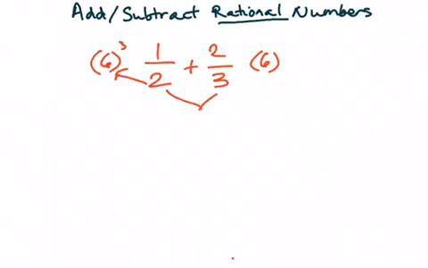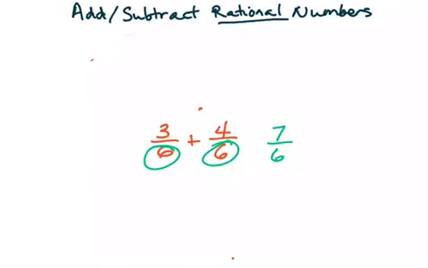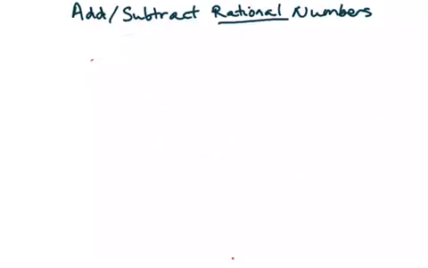And of course, it's 3. Then I go 3 times 1 is 3. So now I have 3 over 6 plus, again, my bottom number is going to be 6. I'll just put it down there. 3 goes into 6 2 times. 2 times 2 is 4. Now, my denominators are the same, and I can add these top ones together, so it's going to be 7 over 6.